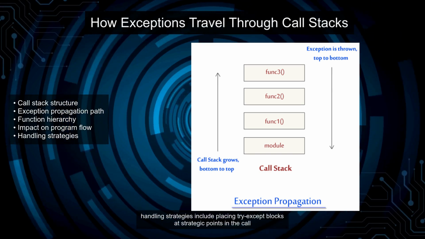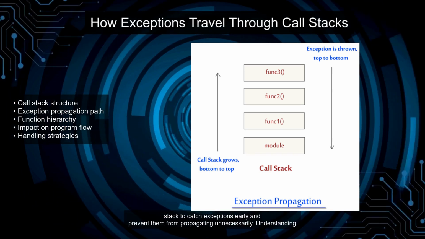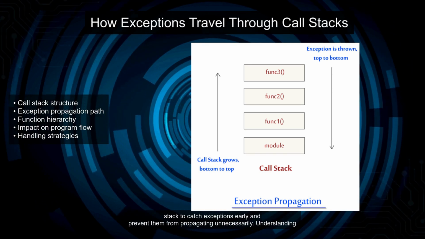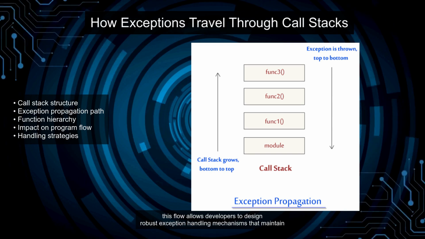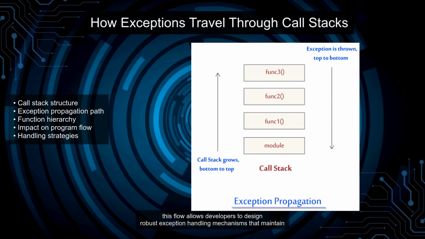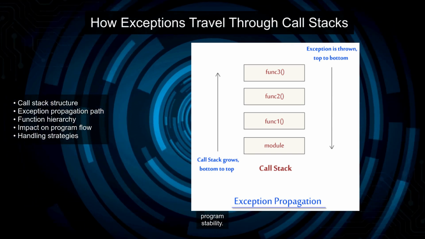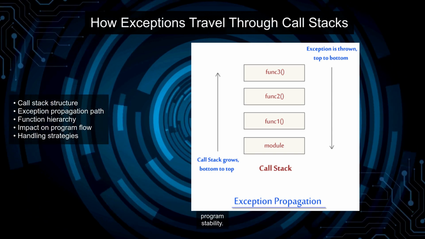Effective handling strategies include placing try-except blocks at strategic points in the call stack to catch exceptions early and prevent them from propagating unnecessarily. Understanding this flow allows developers to design robust exception handling mechanisms that maintain program stability.